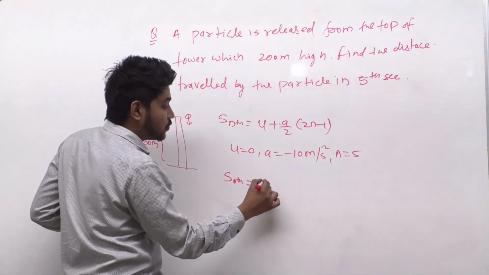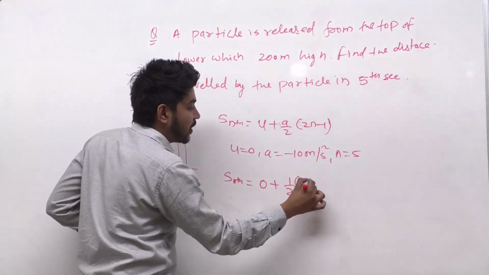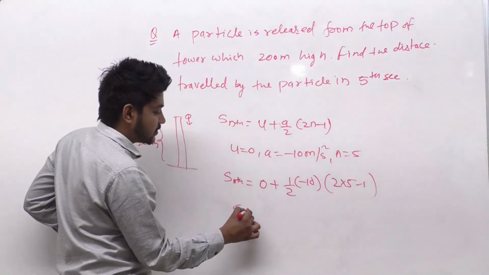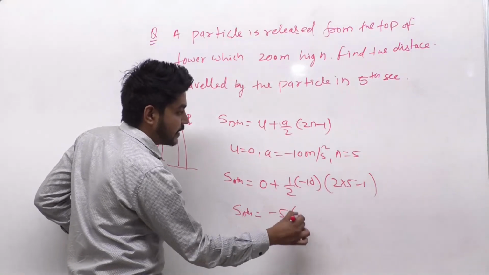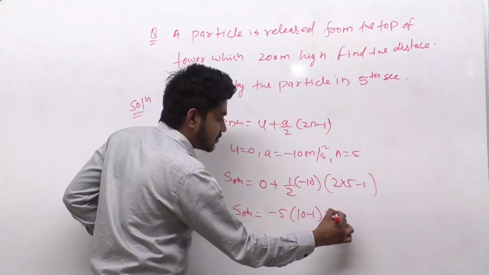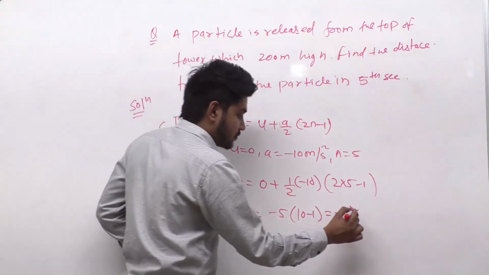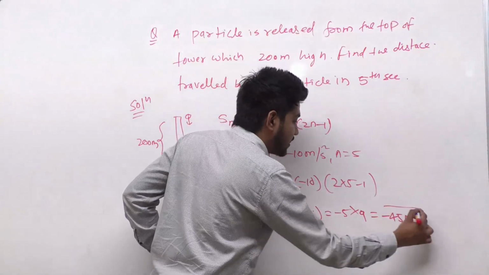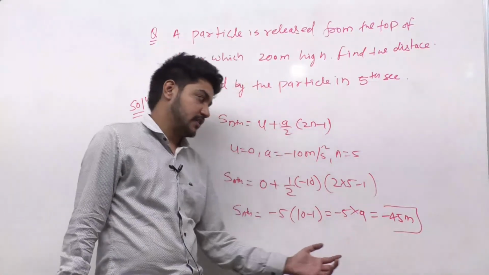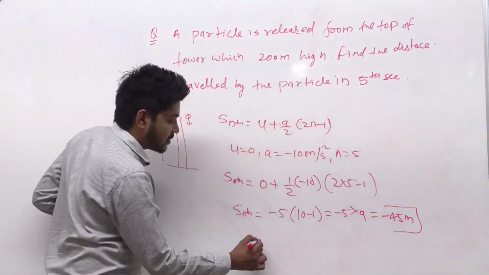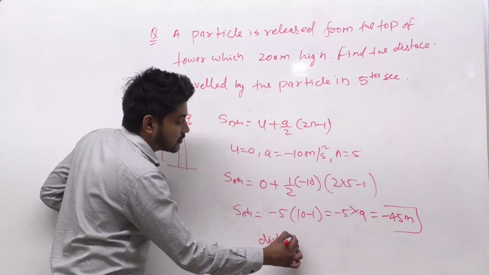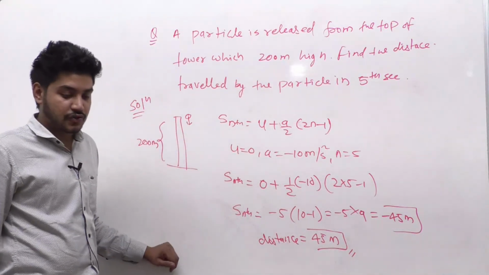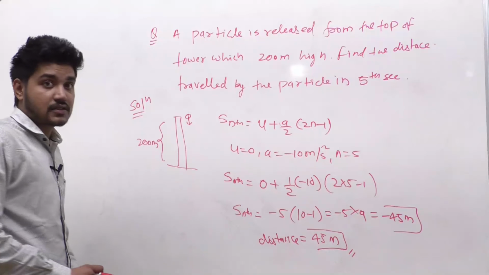S nth is U plus half of minus 10 into 2 into 5 minus 1. So S nth is minus 5 into 9, which is minus 45 meter. Minus only says that this distance is traveled in downward direction. If it is asked only about distance, distance will never be negative, so distance is equal to 45 meter. This is the answer to the question. I'll erase this question and ask one more question.